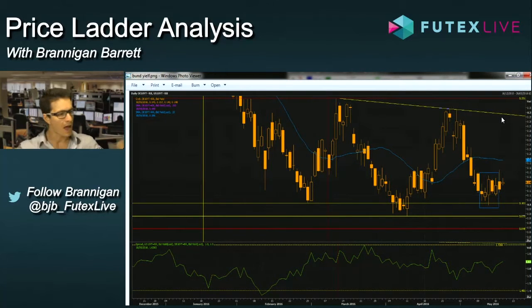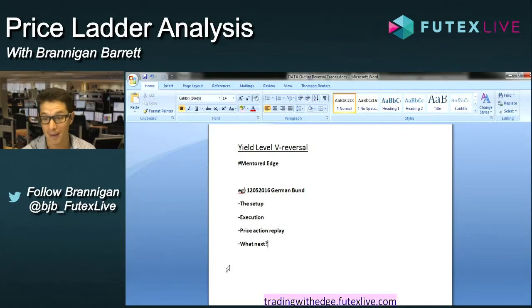All right, guys, I'm going to leave it there. Just to sum up, that's a V reversal, a yield level play. We get them a couple of times a year, only in the bond market. It's a very special play. It was shown to me actually by my mentor.